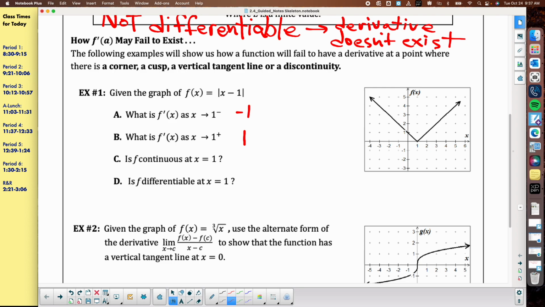Oh, I guess we do need to call on somebody else now. Pick someone. Trevor? Trevor, is F continuous at 1, looking at that picture? Do you want a reminder of what continuous means? Okay, so continuous, can you draw it without picking up your pencil? Yep. Correct, there's no holes, there's no gaps. So it's continuous. Is F differentiable at 1?